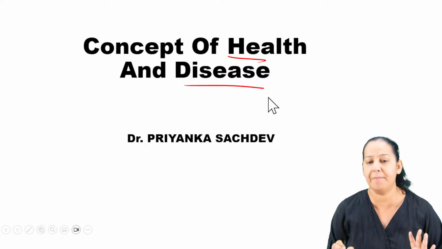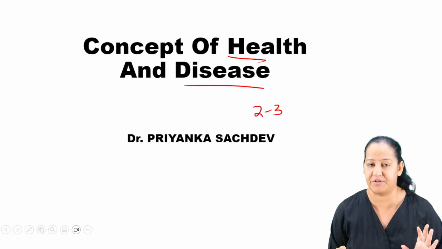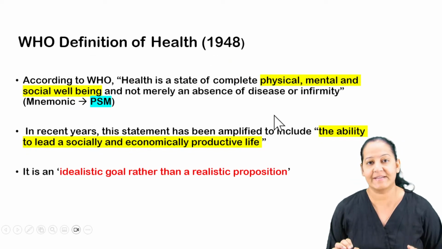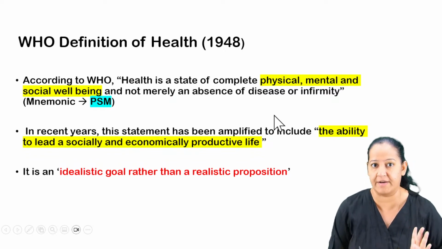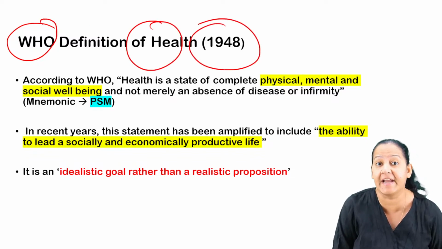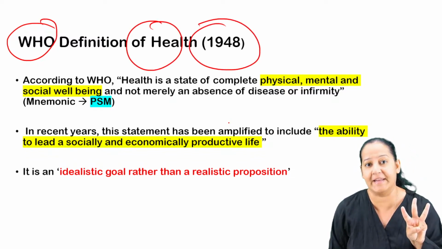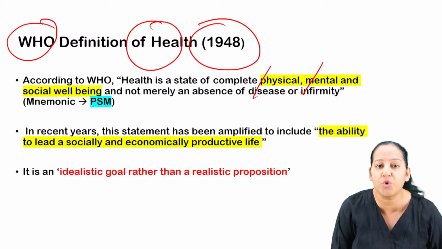This chapter is very important, and you get at least 2 to 3 MCQs from this chapter every year. First of all, the definition of health. You have to learn the WHO definition of health. WHO gave the definition of health in 1948, and it has 3 components. Health is the state of complete physical, mental, and social well-being.